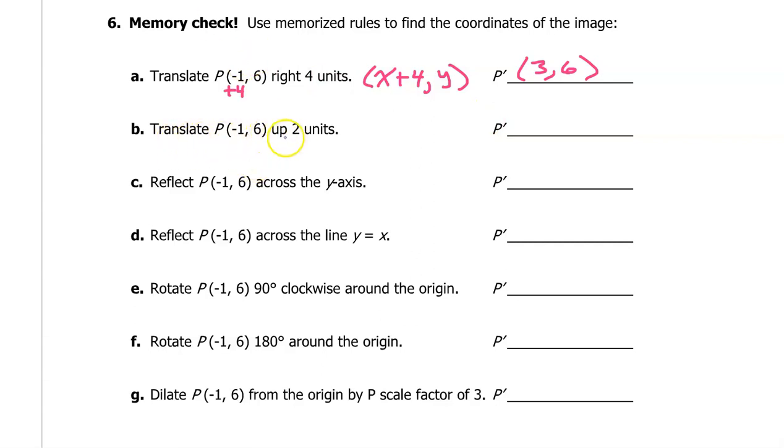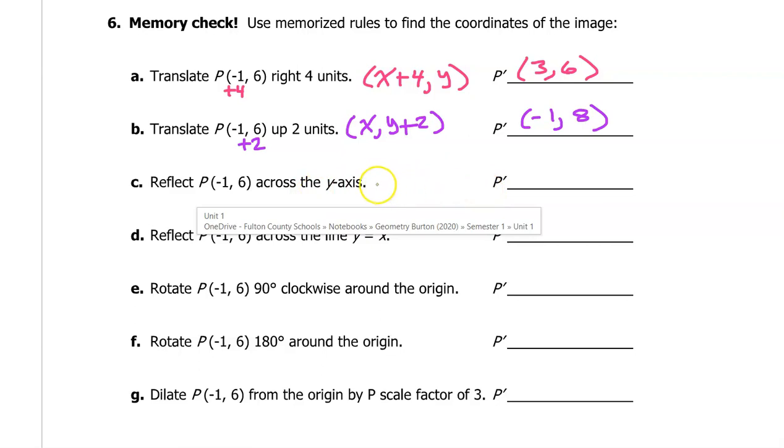If I want to translate up 2 units, that will only affect the y value. So I will have x, and then I will have y plus 2. So I simply add 2 to the y value, that is all. So I will have -1, 8.